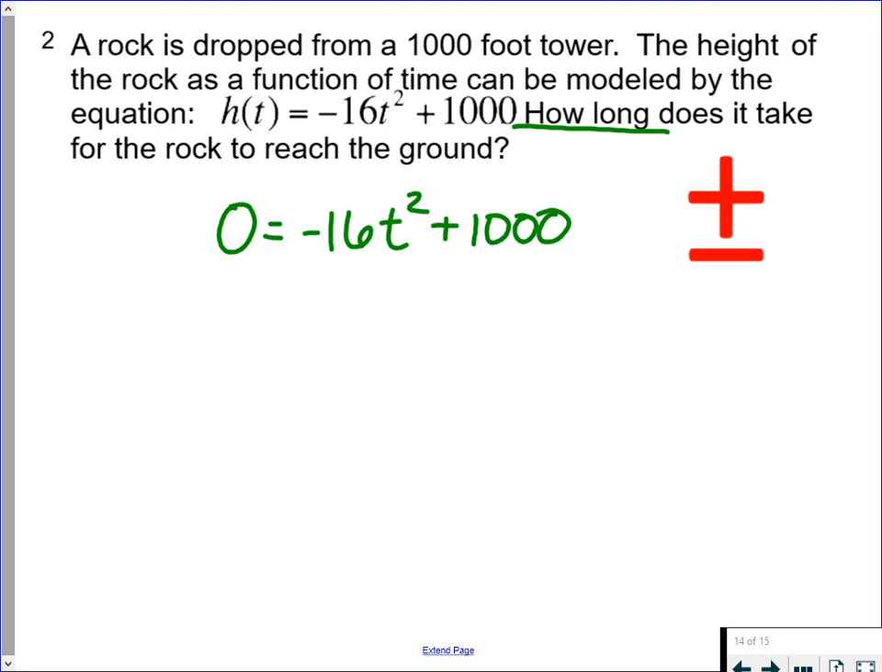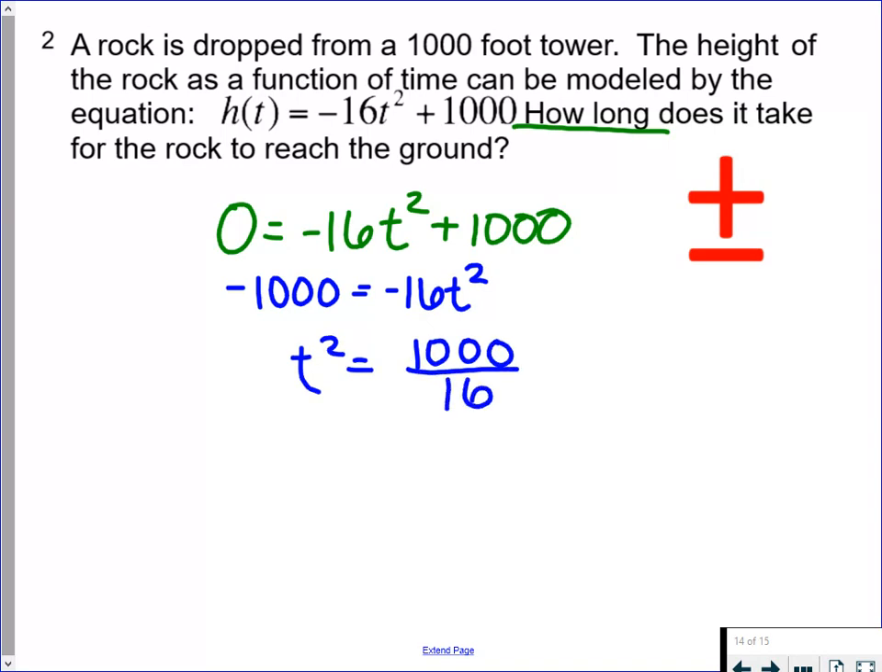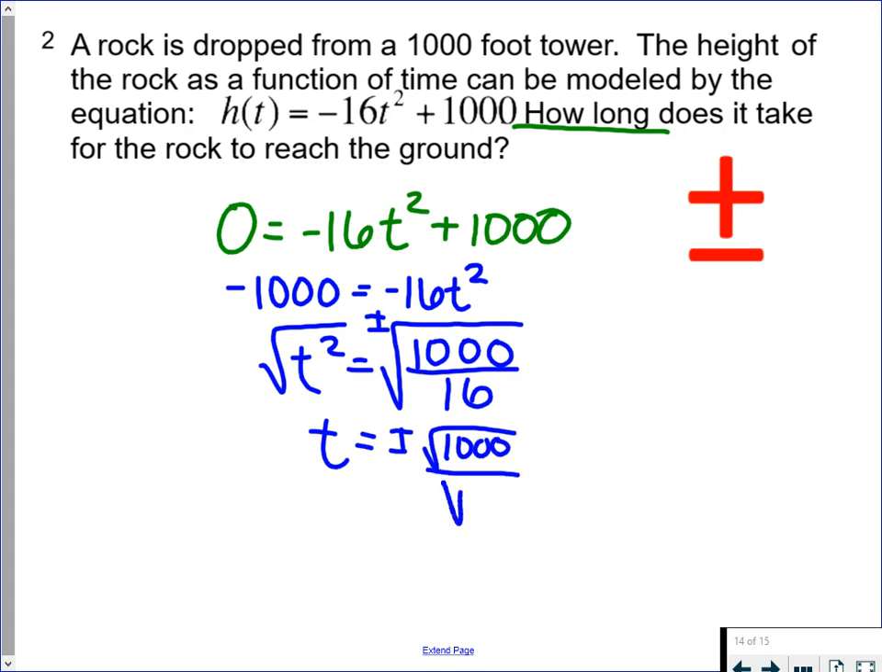All right, let's see how far we got. So if I subtract 1,000 and divide by -16, I'm just going to write it normal. And then if I take the square root, and I am looking at the square root of 1,000 over the square root of 16, the good news is I know the square root of 16. That just gets me 4.